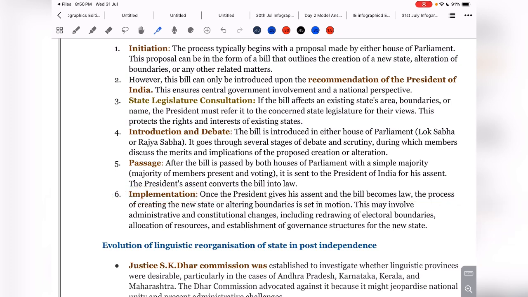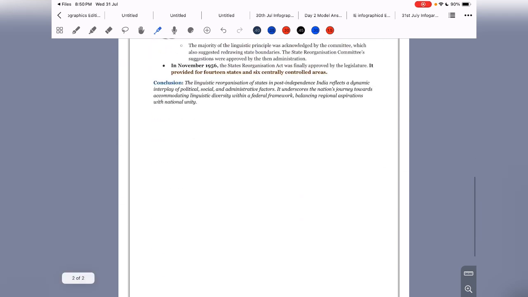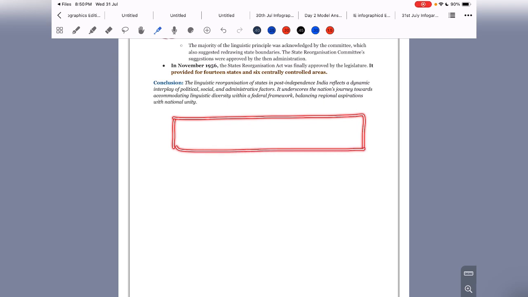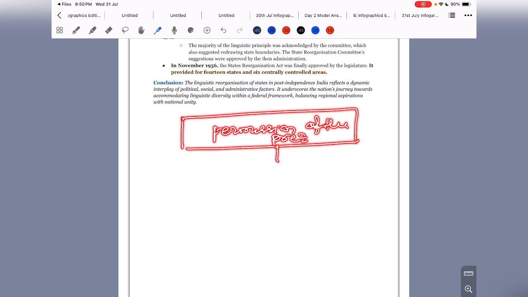Once the president gives his assent, the bill becomes an act, and the new state comes into force. ठीक है, so this is the process. There is another way of representing this much answer. Instead of writing in a point format, you can write the process. For example, introduction of bill, then instead, first permission of the president. Permission of the president, then introduction of bill.